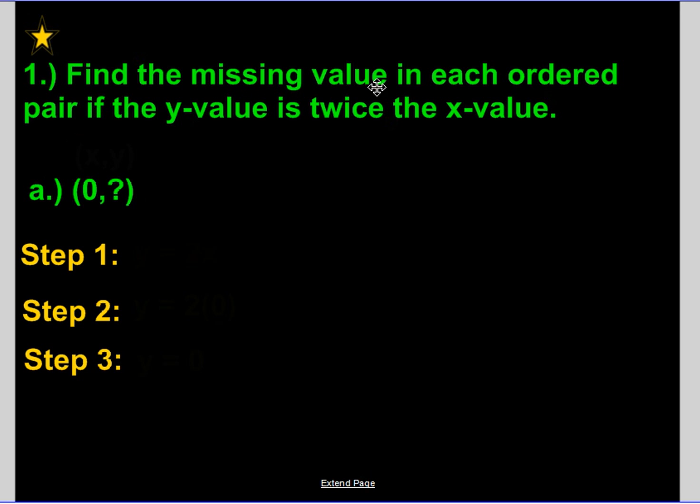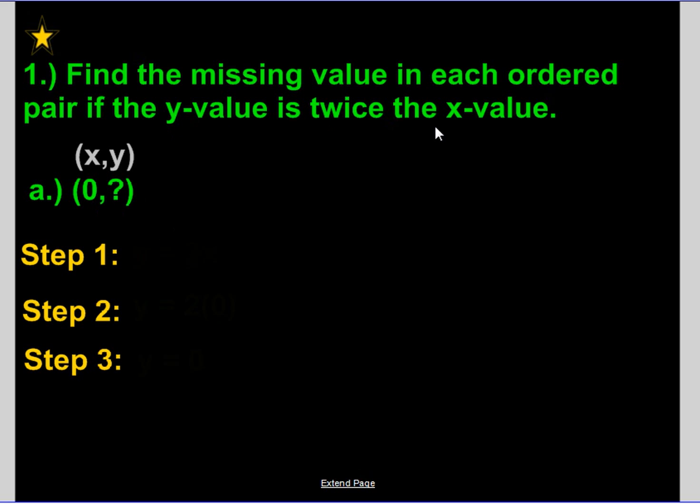For number 1, you're asked to find the missing value in each ordered pair if the y value is twice the x value. So we have 0, and then we have an unknown for the second part of the ordered pair. Keep in mind that x is always the first value and y is always the second value in an ordered pair, and that will never change in any of these problems. So we know that x is 0, we just don't know what y is.